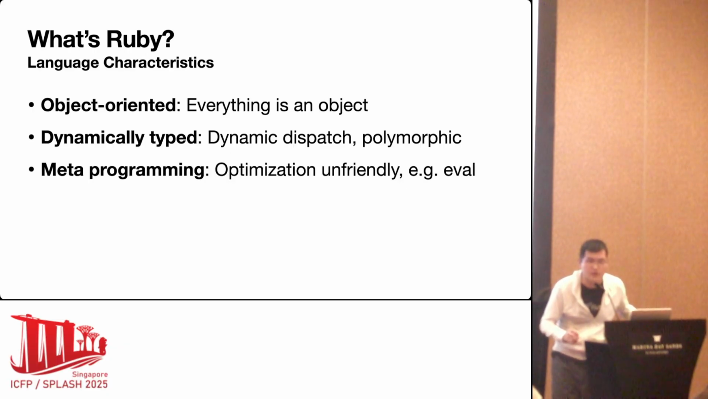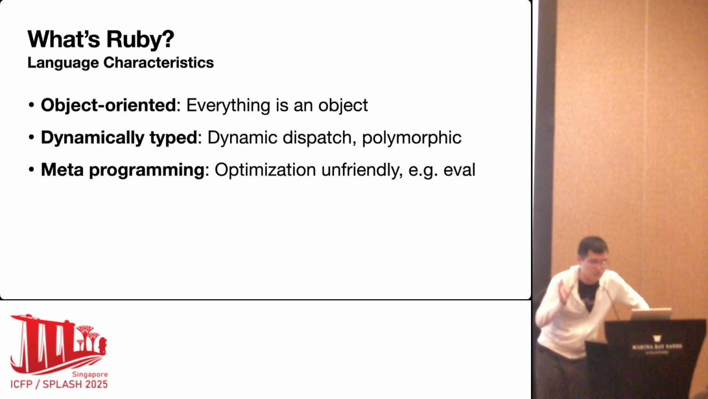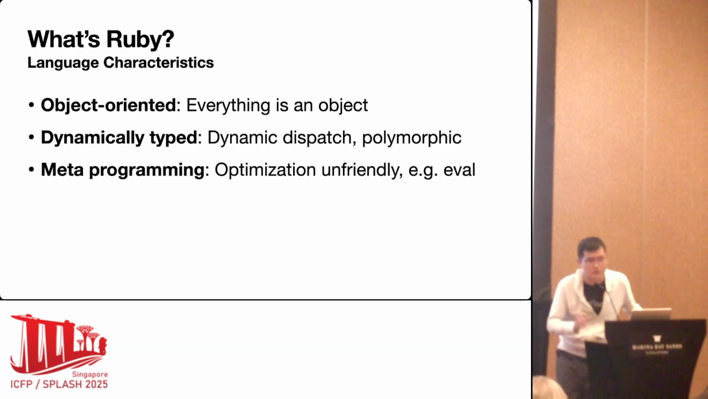So let's say you have a variable and you do a method call on it. The receiver could be any number of different types. So you sometimes need to do the dynamic dispatch even if you specialize that in the JIT code. There are also a lot of meta-programming features, notably eval, or any programmatic access to almost every part of the language.